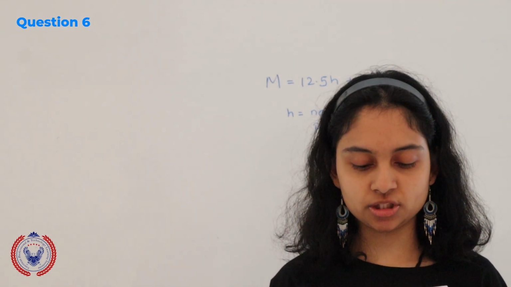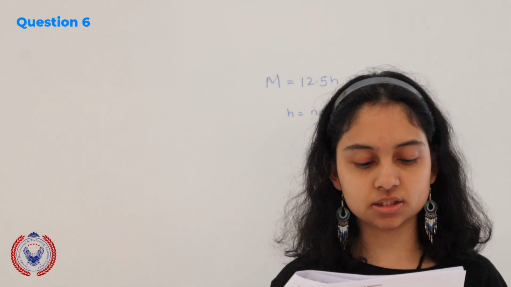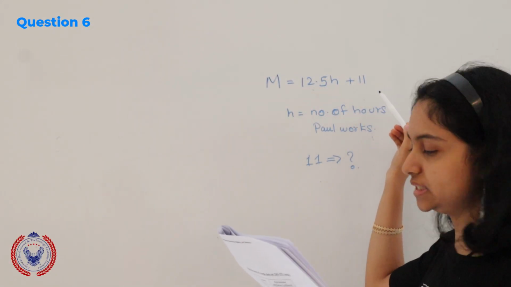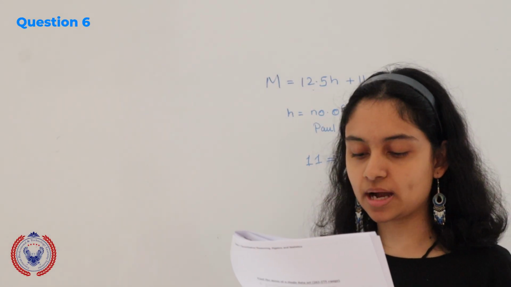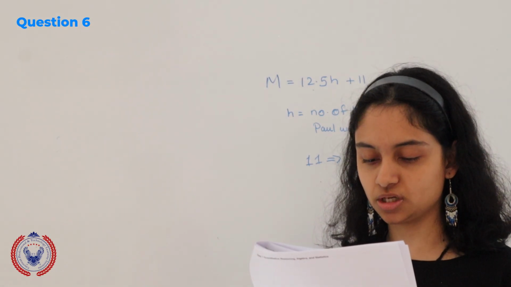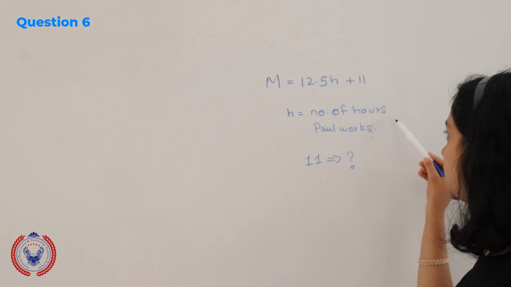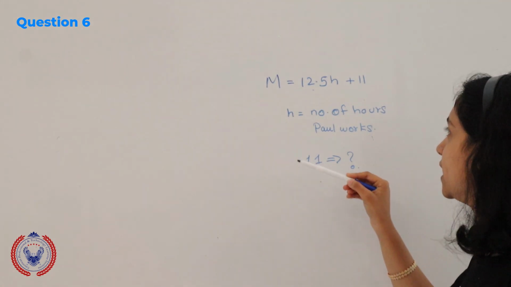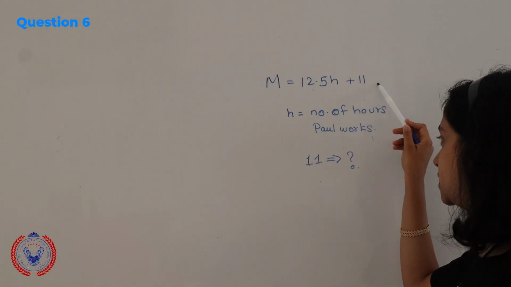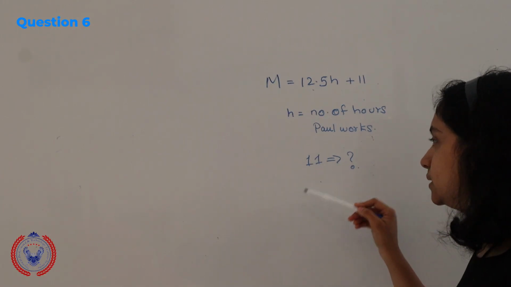Now, let's look at question number 6. The question says the amount of money M in dollars Paul earns can be represented by the equation M equals 12.5h plus 11, where h is the number of hours Paul works. Which of the following is the best interpretation of the number 11 in the question? Okay, my keywords in this question would be number of hours Paul works and the equation that is given, M equals 12.5h plus 11. So the main question that I need to answer is, what is 11?